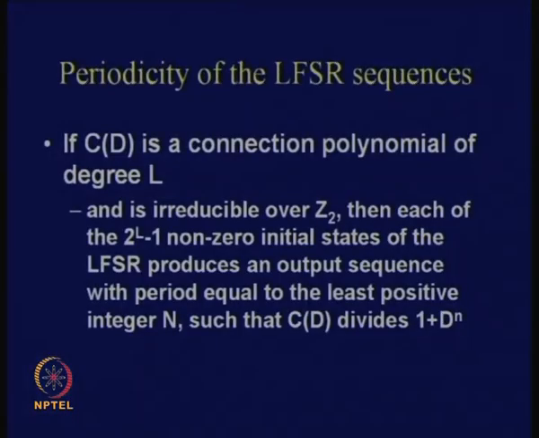So, in this case, luckily, 1 plus D power 4 was actually a primitive polynomial for the finite field. In terms of the Galois field notation, it is GF(2 power 4). Therefore, if 1 plus D power 4 is a primitive polynomial of GF(2 power 4), the periodicity of the corresponding LFSR is equal to 15, which is 2 power 4 minus 1.